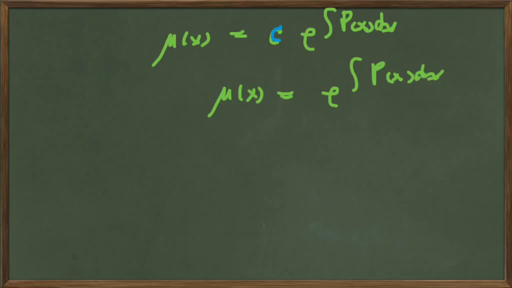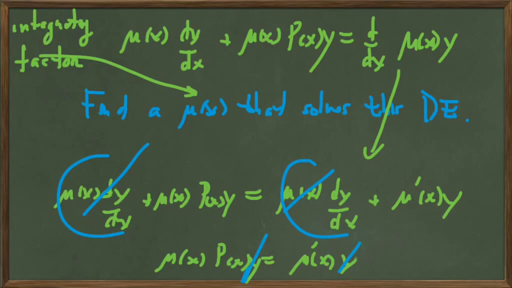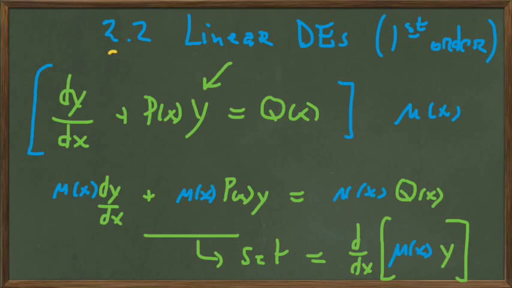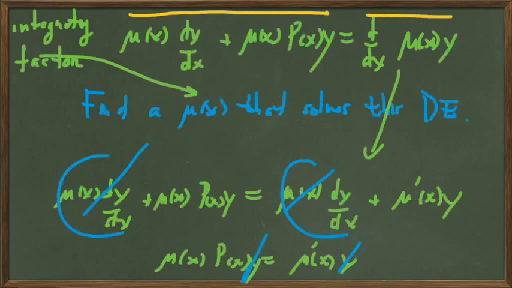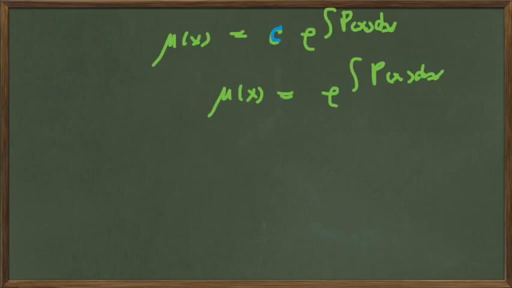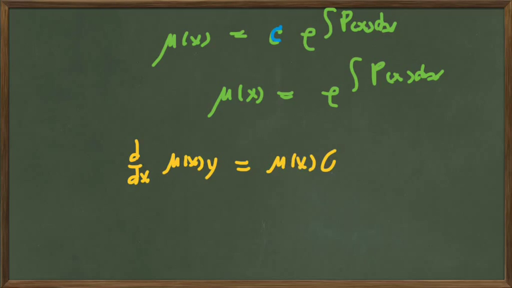Mu of x is that. Remember that our objective was to rewrite the left-hand side of the differential equation, this, as this, which we are able to do when we find the mu of x. So going back to our original differential equation, we're going to write the left-hand side of it now as d dx of mu of x y. So let's pick that up. So we've got d dx of mu of x y equals mu of x q of x.